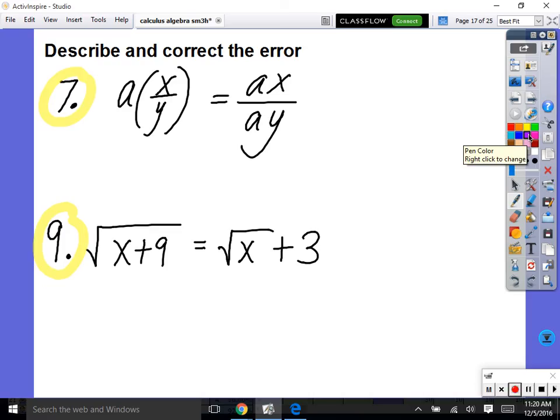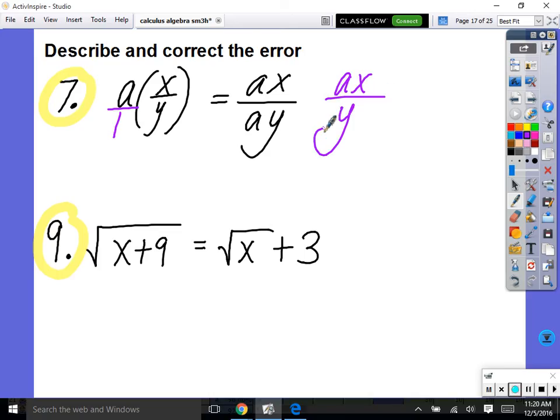So it says A times x over y equals AX over AY. But that's not true, correct? It's A over 1, right? So we would say don't multiply A to top and bottom. We multiply straight across. It's A over 1. You just say don't multiply A to top and bottom. And then the true answer should be AX over 1 times Y, which is AX over Y.